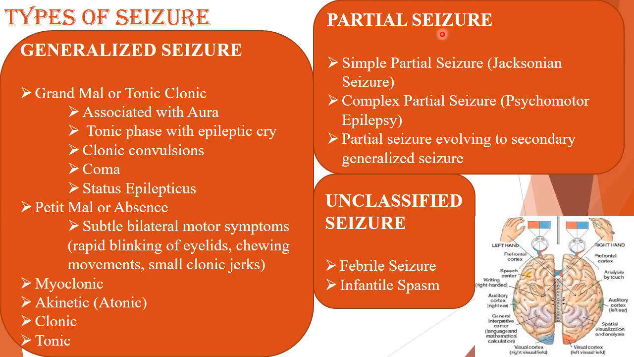That is simple partial seizures. The next one is complex, which is also called psychomotor epilepsy, mainly originating in the temporal or frontal lobe, where there may be partial loss of consciousness. Here the term is psychomotor, as it happens due to some kind of psychiatric disorders. Getting my point? And there may be an association of automatism.